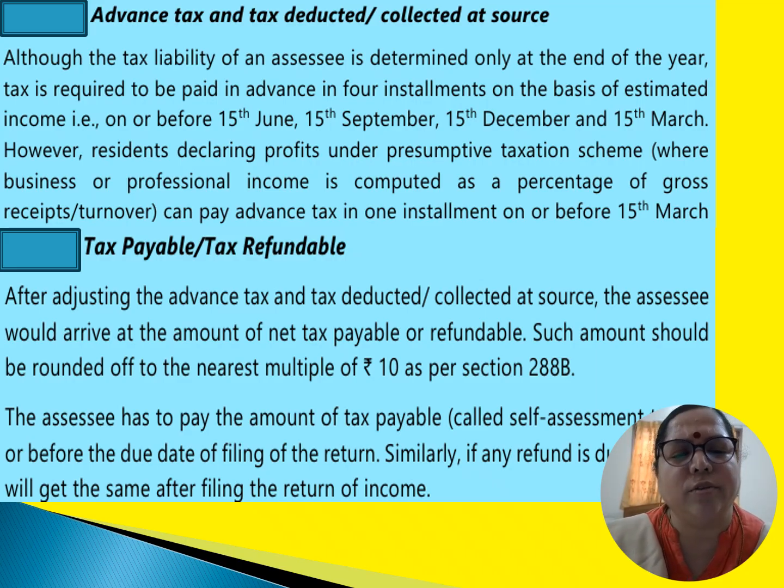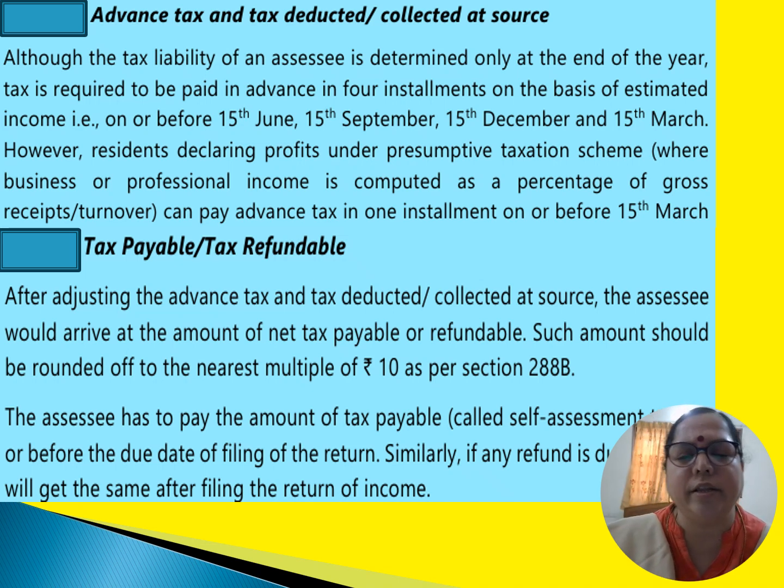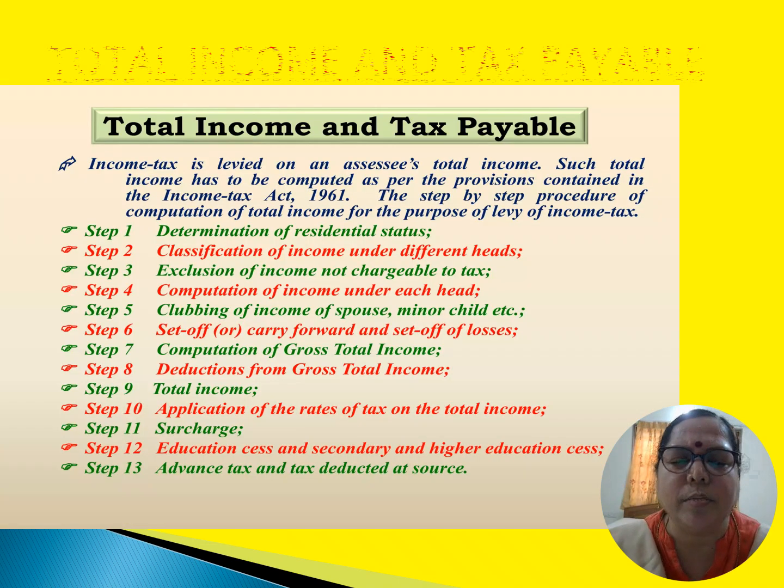Then tax payable or tax refundable. After adjusting the advance tax and tax deducted or collected at source, the assessee arrives at the amount of net tax payable or refundable, whichever is the case. Such amount should be rounded off to the nearest multiple of rupees 10 as per section 288B. The assessee has to pay the amount of tax payable, called self-assessment tax, before the due date of filing the return. Similarly, if a refund is due, that will also be available after filing the return of income. We can get the refund only after filing the income tax return.